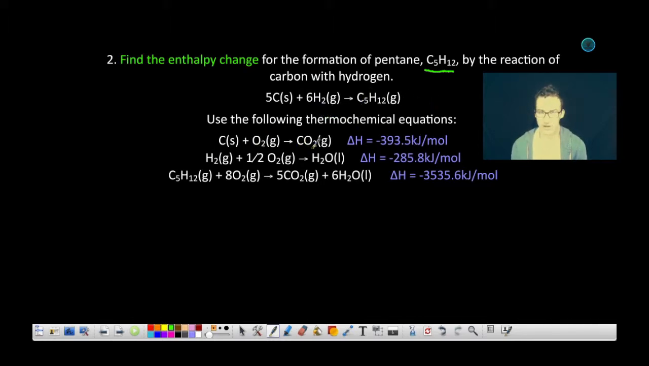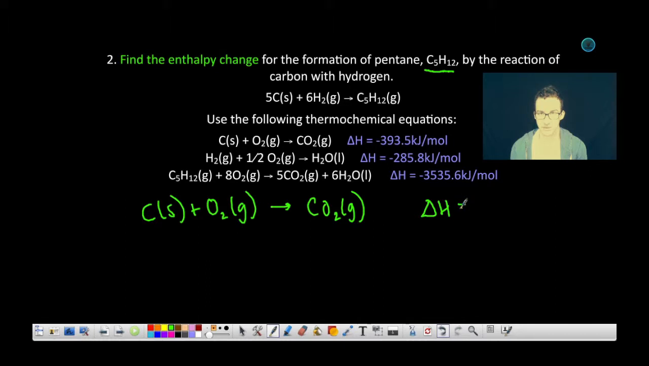As I look at the first reaction, the only part of this that is part of the desired reaction is carbon. And I see that it is on the reactant side, so I'm just going to leave this reaction as is, where carbon still stays on the reactant side. Now, because I haven't changed anything about this equation, I'm going to keep my enthalpy change unchanged as well.